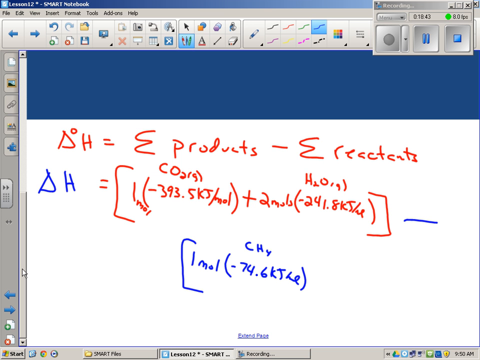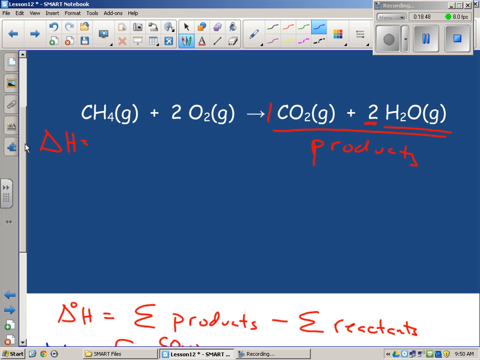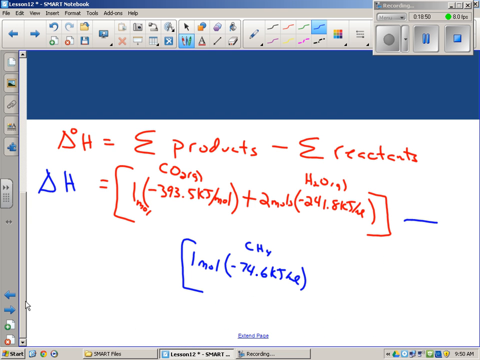All right, let's go back up to the top. We got 2 moles of oxygen. So I'm going to say plus 2 moles, and this would be your oxygen gas here.